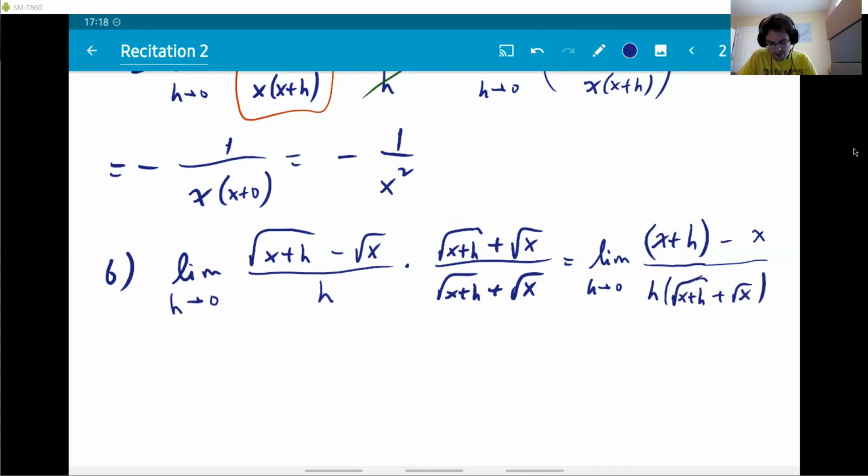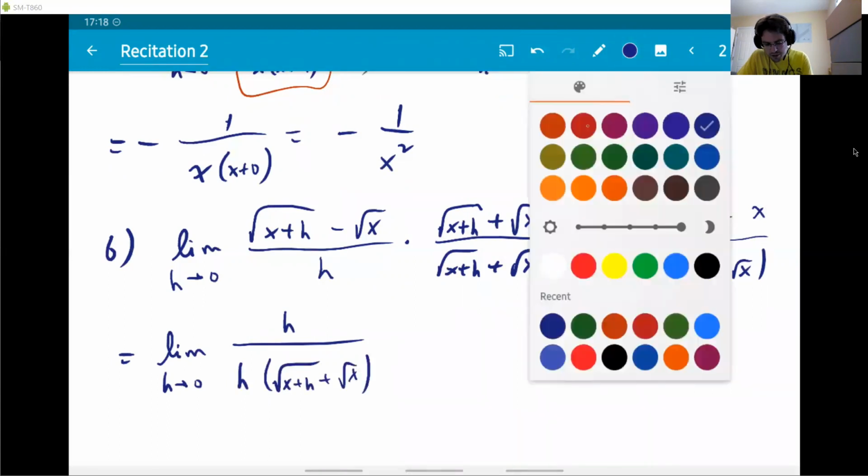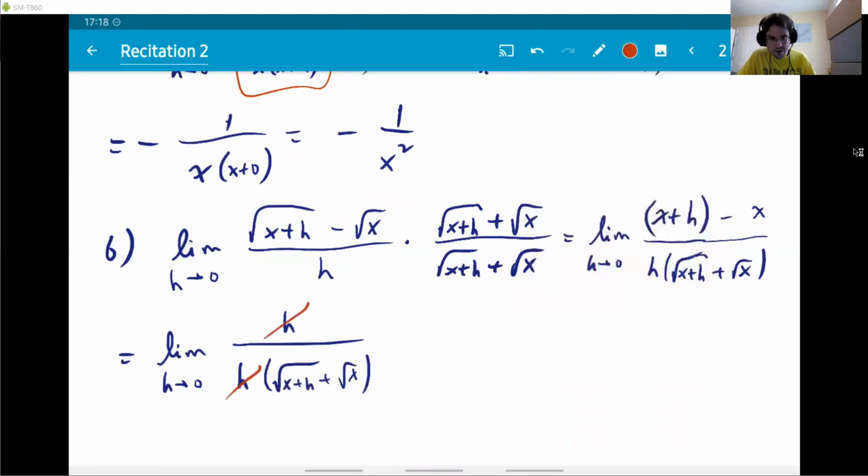Why are we leaving it like that? Well, look in the numerator, the x's are going to go away. There is only an h left, which is going to cancel. That's how the problematic term in the denominator goes away. And you're left with a limit where now it is possible to plug in h equals 0.